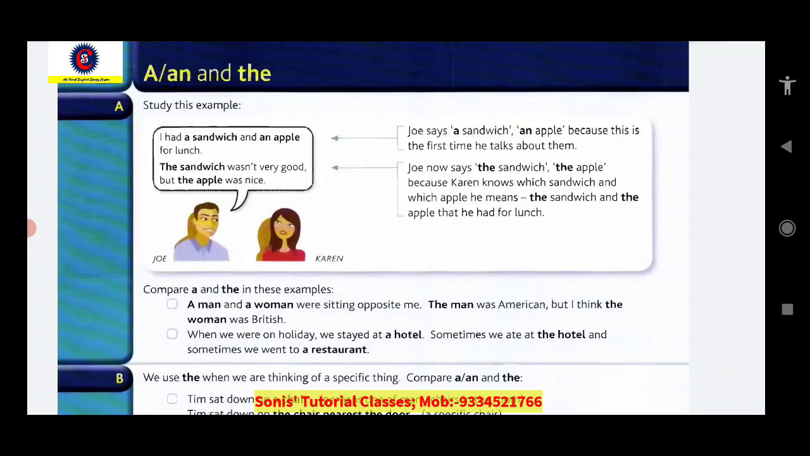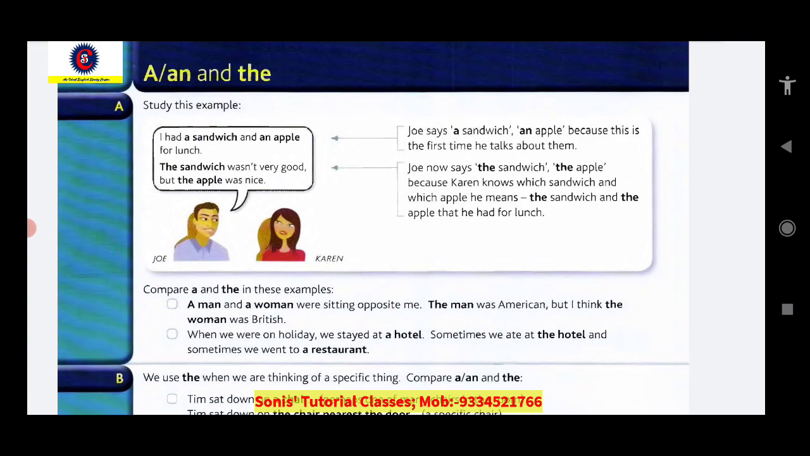In this unit we are going to learn some important things about the use of articles. As we know, there are three words which are considered as articles in English grammar: a, an, or the. A and an are known as indefinite articles, while the is known as the definite article.